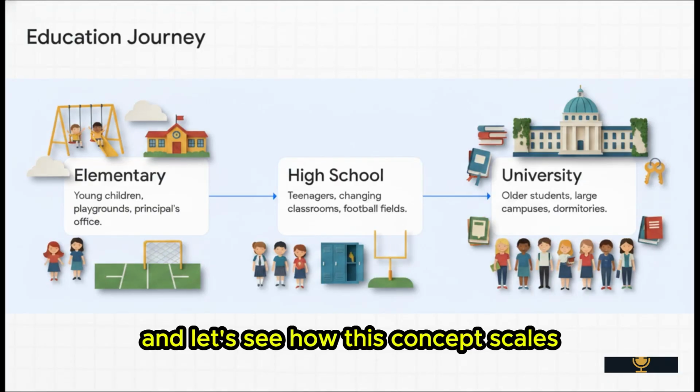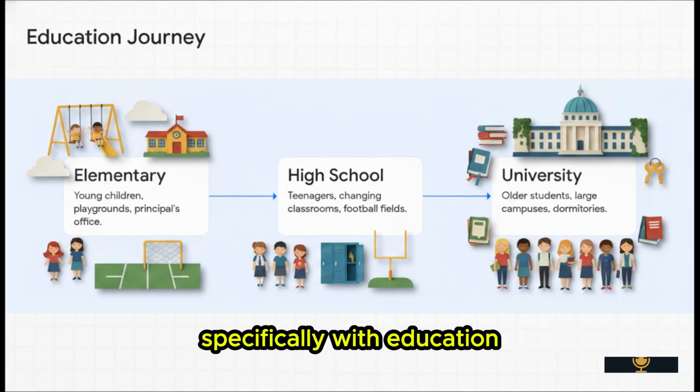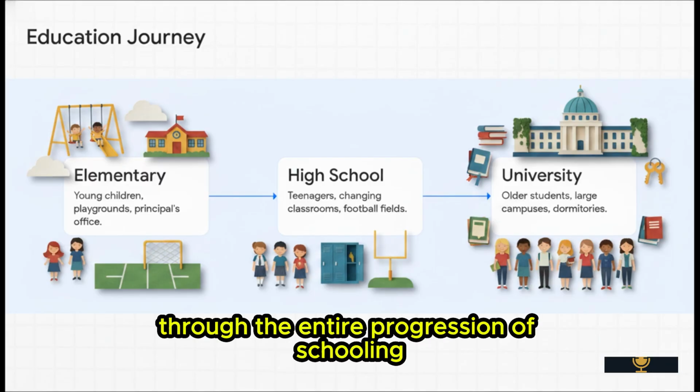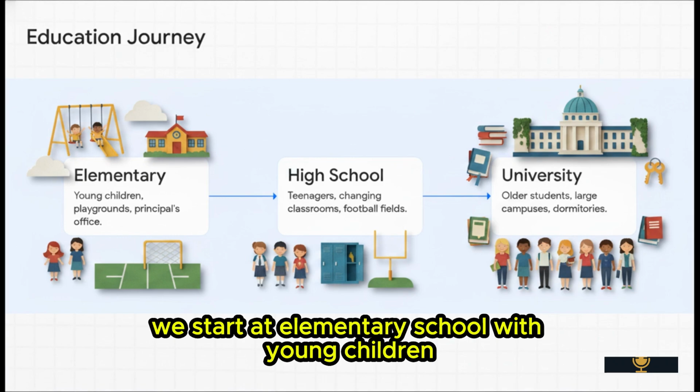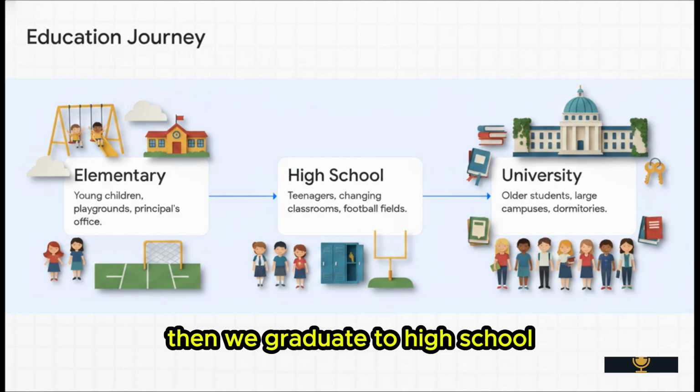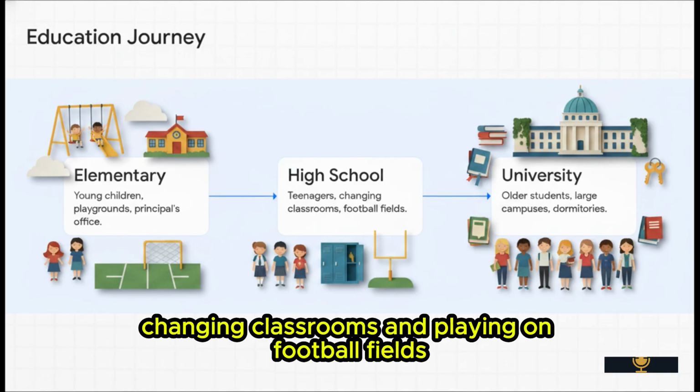And let's see how this concept scales, specifically with education. The text systematically walks the learner through the entire progression of schooling. We start at elementary school with young children, playgrounds, and the principal's office. Then we graduate to high school with teenagers changing classrooms and playing on football fields.